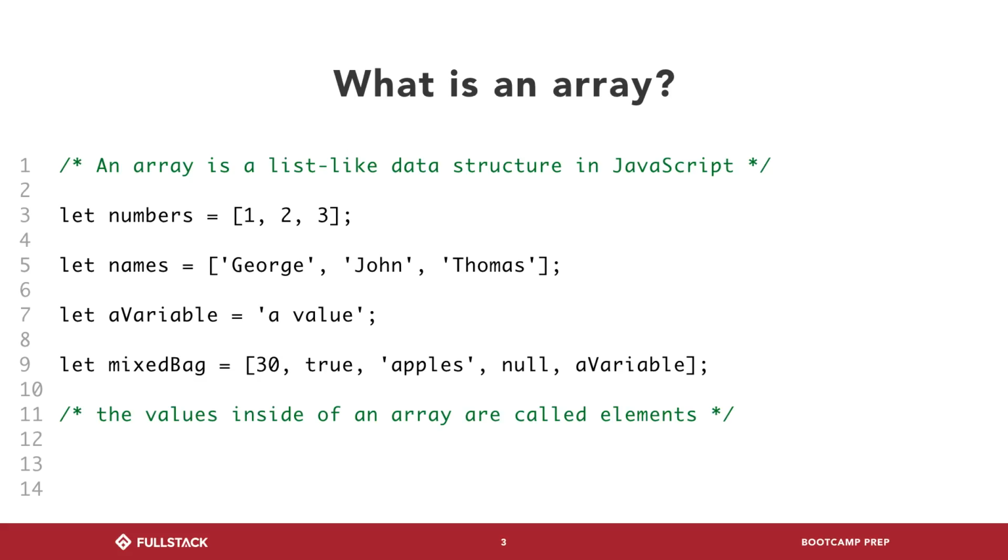In JavaScript, the square brackets are the most common way for you to make an array. So if you don't see these square brackets, it's not an array. Yeah, so line 7 is not an array. We're just creating a variable to show you that arrays can also hold variables.